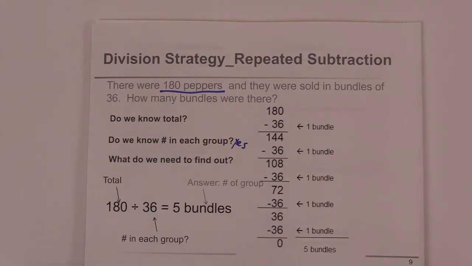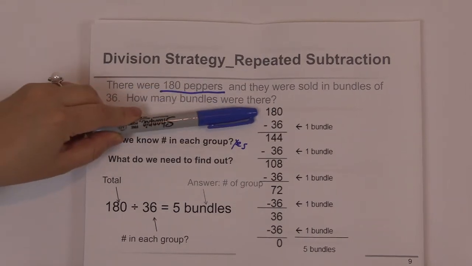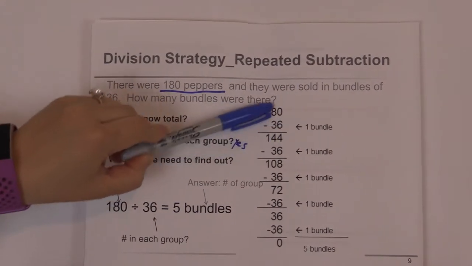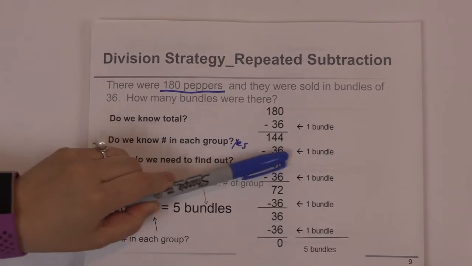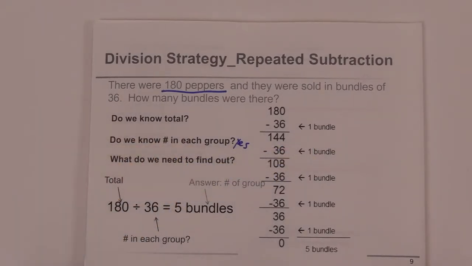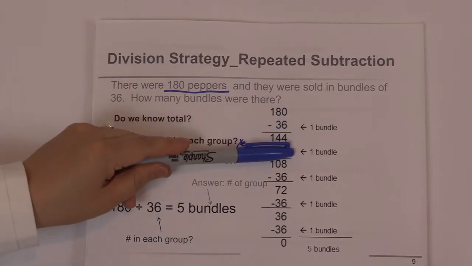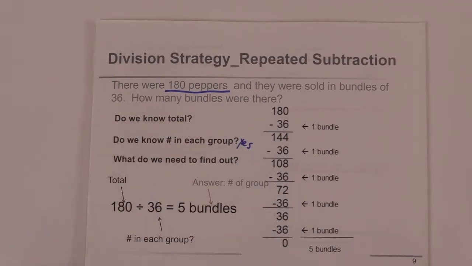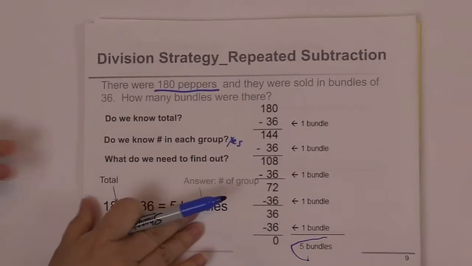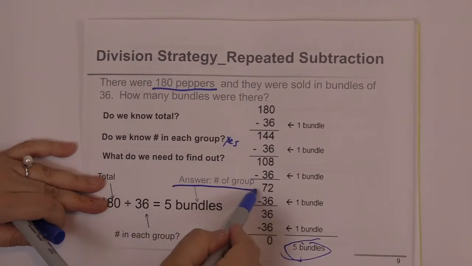So I have 180 here, and then minus 36, one bundle, and I have 144. Take away another bundle, 36, and then 108. Take away another bundle, 36, and I have 72. Another bundle, 36. So I know that 1, 2, 3, 4, 5 bundles. So my answer is 5 bundles, which is the number of groups.